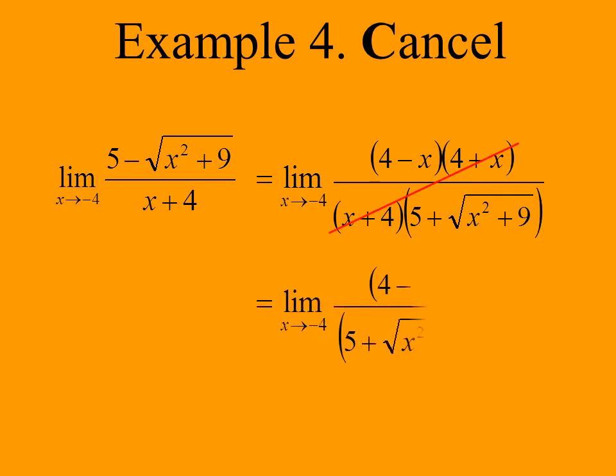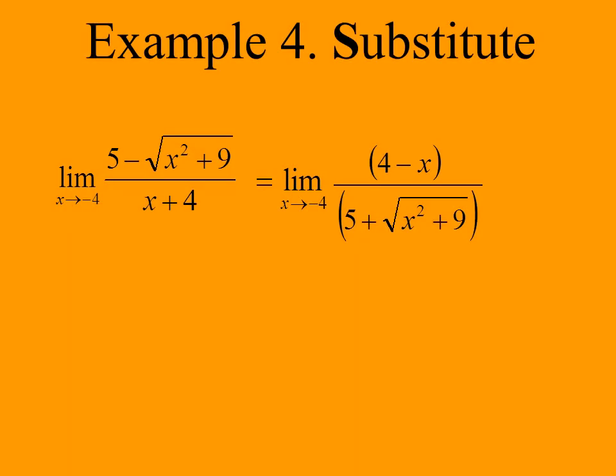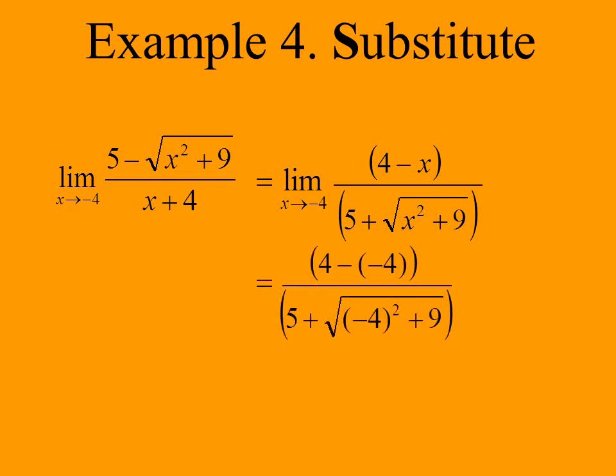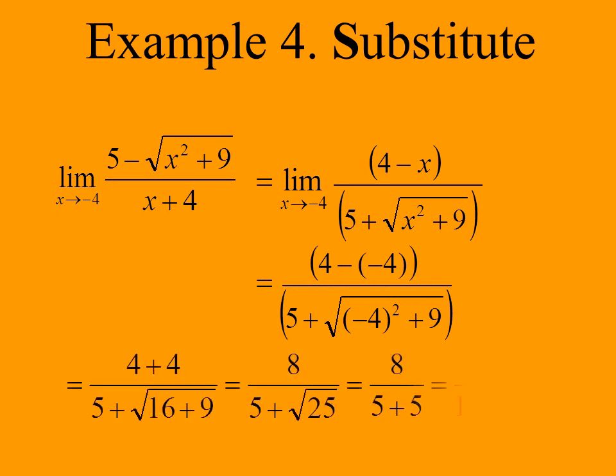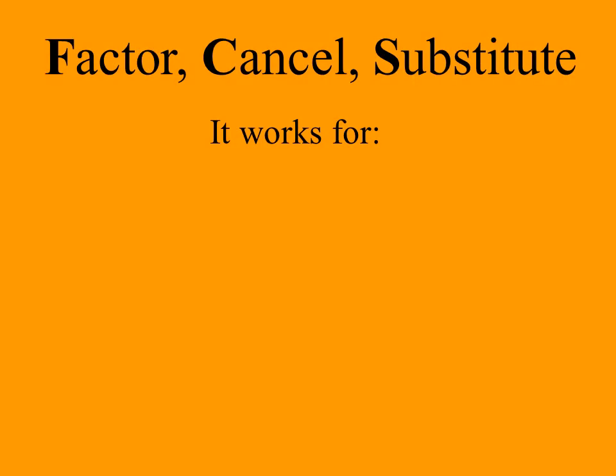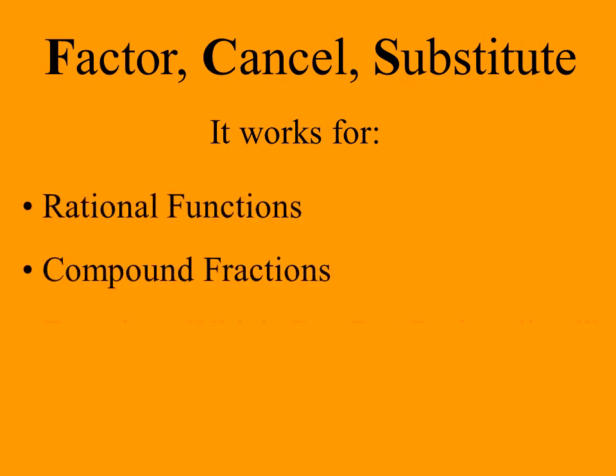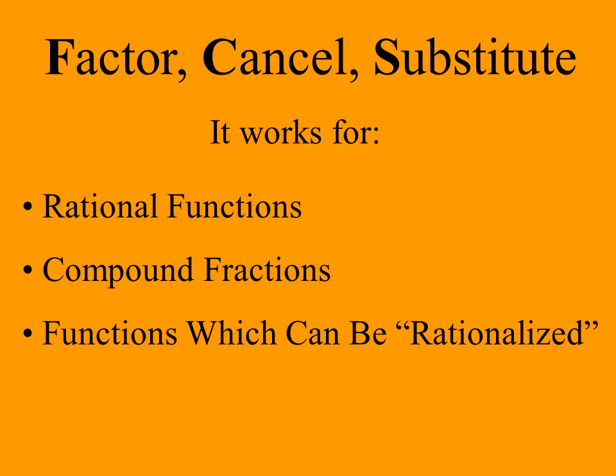Simplifying, we see that we are now ready for the last step of F.C.S. Notice that substitution does not lead to any forbidden algebraic operations, such as division by 0. Hence, we substitute in x equals negative 4. We simplify, and the final answer is 4/5. The factor cancel substitute method works for rational functions, compound fractions, and functions which can be rationalized. Such functions involve square roots.